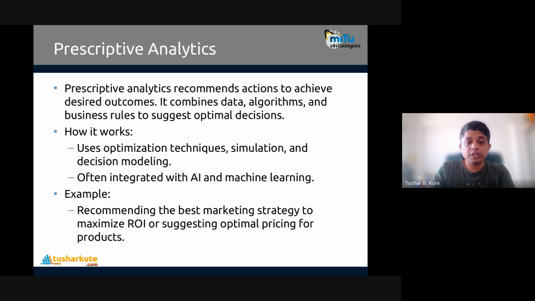Predictive. Next is prescriptive. In prescriptive analytics, it recommends actions to achieve the desired goal. See, here the term is: action to achieve the desired goal.